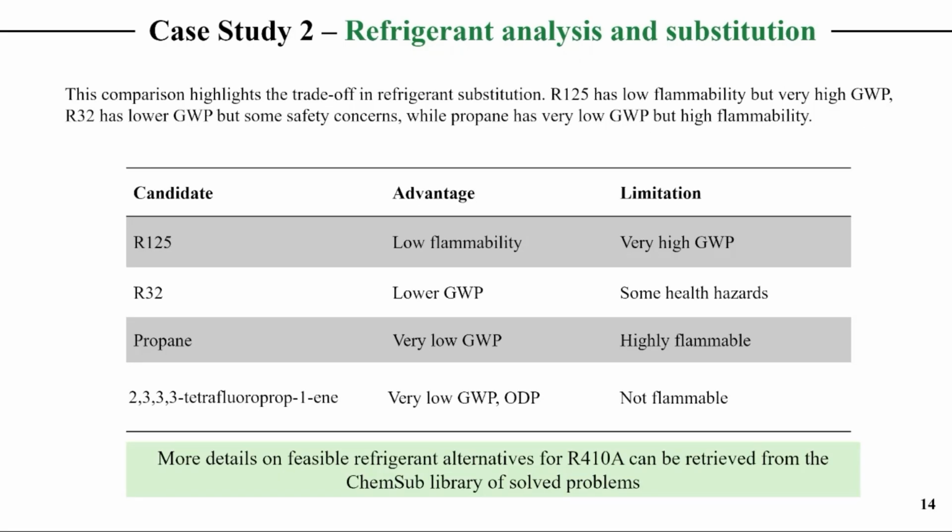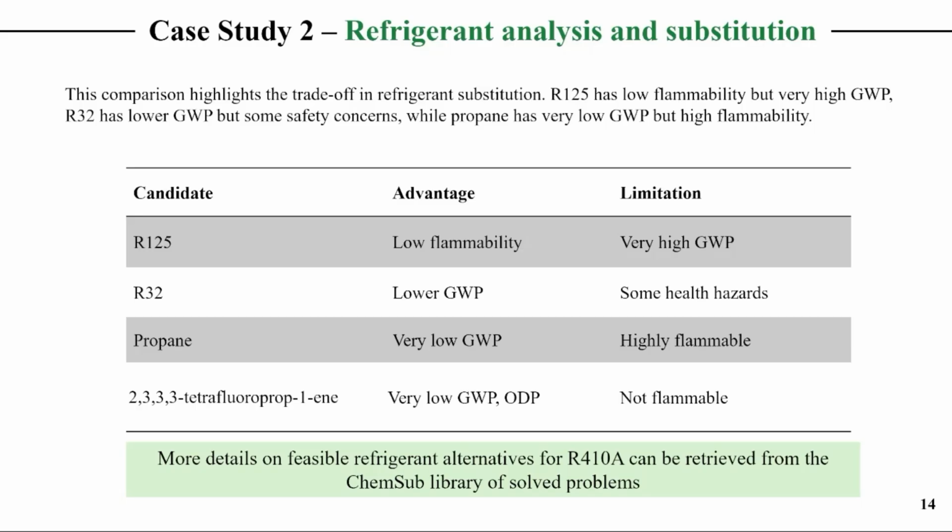This slide summarizes the main trade-offs among the refrigerant candidates. R125 is less problematic in terms of flammability, but its GWP is very high. R32 has lower GWP compared to R125, but it still has some health and physical hazard concerns.